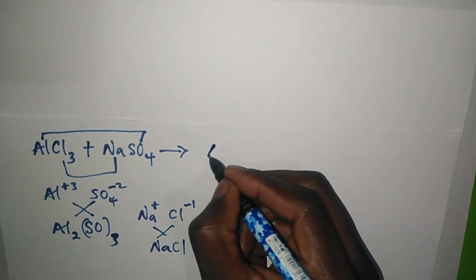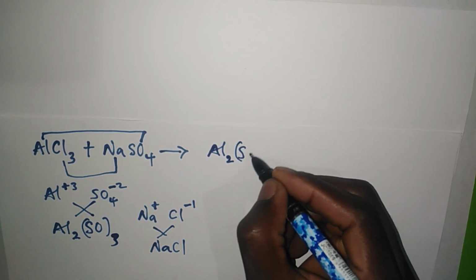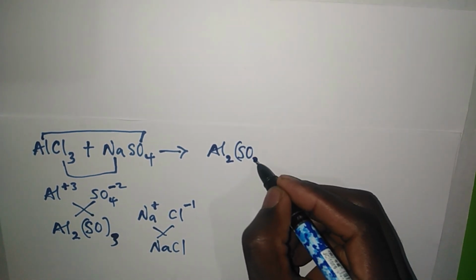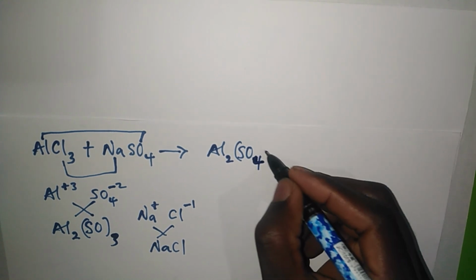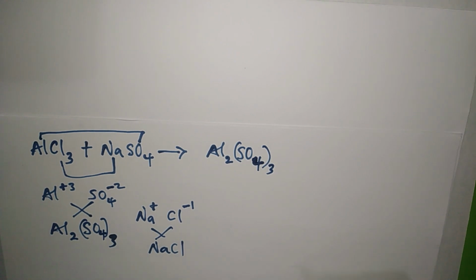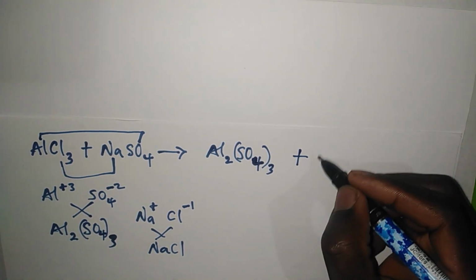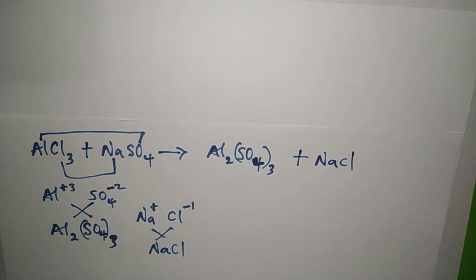Our product is going to be what? Aluminium sulfate, this is supposed to be 4 here, then plus sodium chloride. So these are the products. So you check if it's balanced. If it's not balanced, you go ahead and balance it.